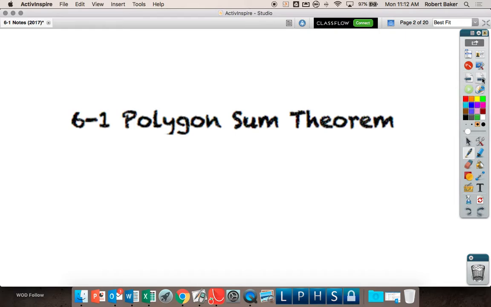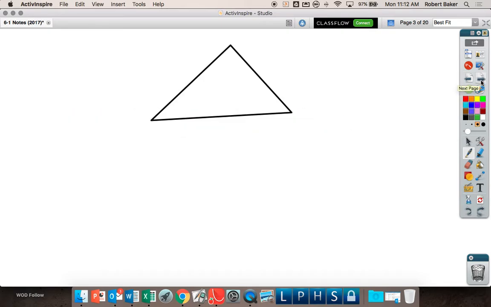Alright, so let's start with a really complicated one. Our goal here is to figure out how many degrees are inside of any shape. How many degrees are inside of that polygon? 180. What shape is it? It's a triangle. Why 180? Because of the triangle interior angle sum theorem, which says every triangle has 180 degrees in it.